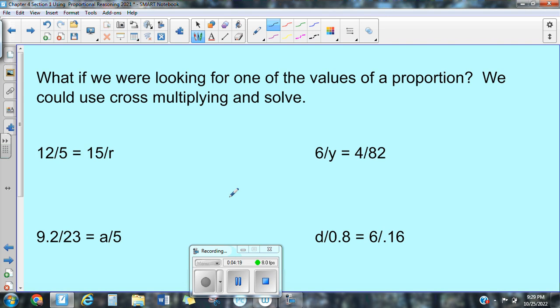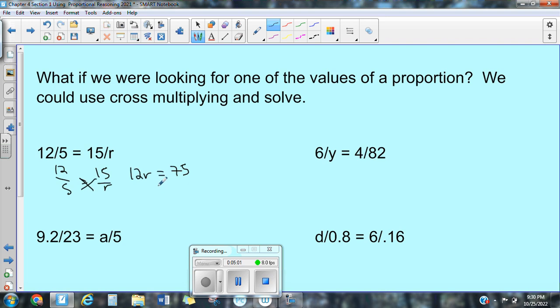On this next slide, what if we're looking to solve for one of the values of a proportion? Okay, we would still utilize cross multiplication to solve, but this time we are not simply determining if it's a proportion, but we are solving for the given variable. So the first one, 12 divided by 5 equals 15 over r. When we cross multiply, 12 times r is simply 12r, and 5 times 15 is 75.